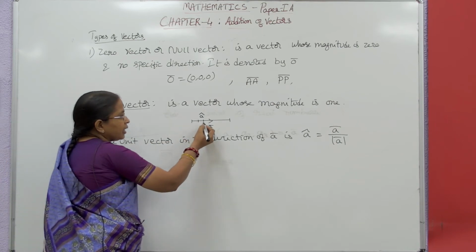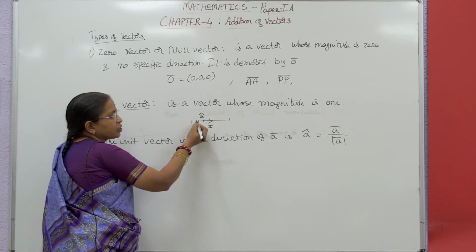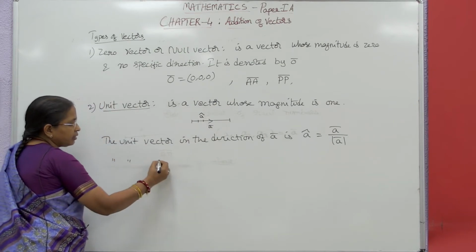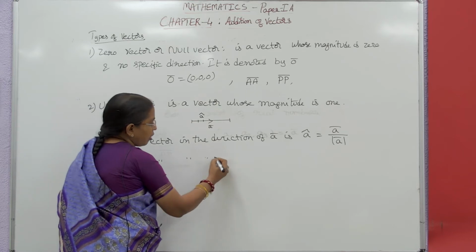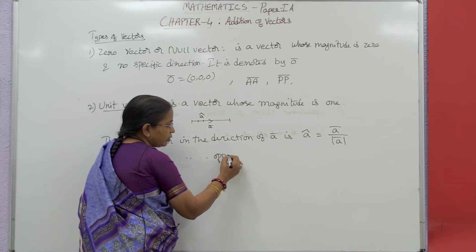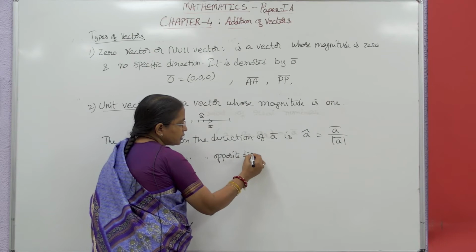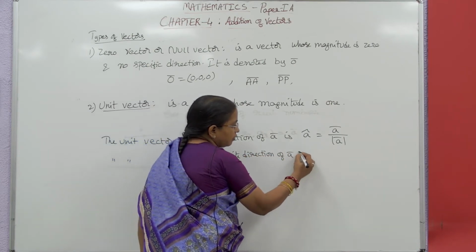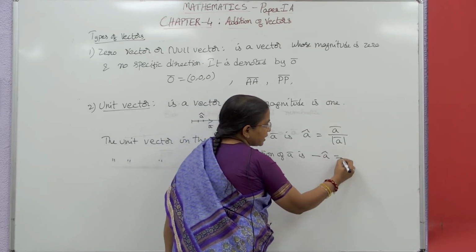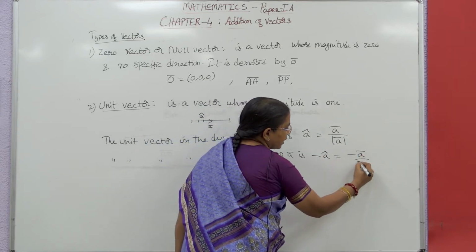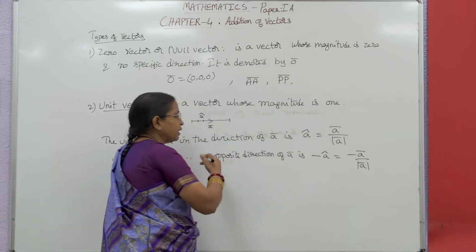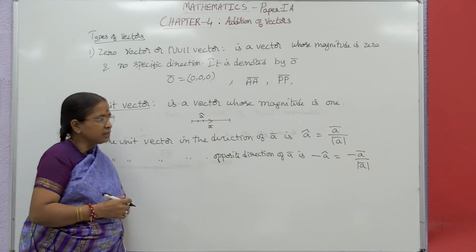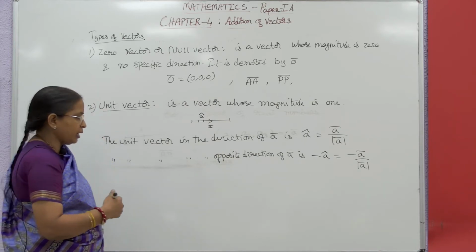Now you can have a unit vector in the opposite direction of A also. That is given by minus A cap. So the unit vector in the opposite direction of A is minus A cap, that is minus A by mod A.